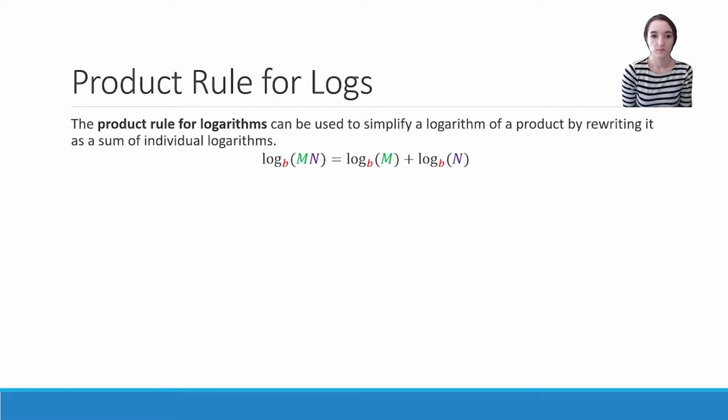So the product rule for logs first is log base b of m times n, so something times something else, is equal to log base b of m plus log base b of n. So essentially we can take multiplication inside of our logarithm and bring it outside as addition. So we can separate our log into two things.